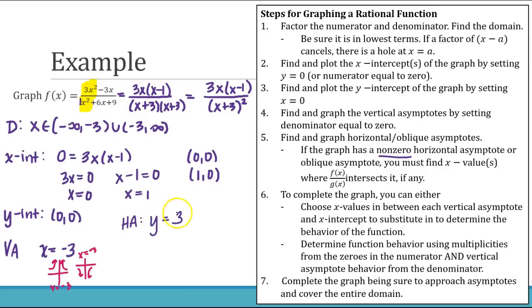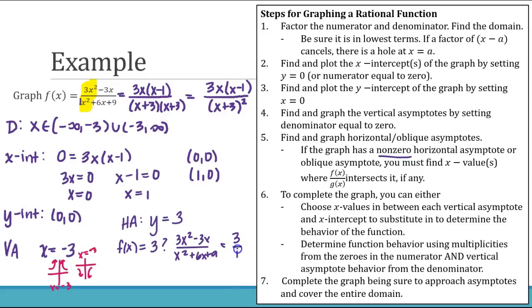So if I have to figure out where I potentially intersect it, what I have to do is set the original function. I have to figure out, does f of x ever equal 3? That's what I want to know. Does the function ever equal 3? So I'm essentially setting the original function, that 3x squared minus 3x over that x squared plus 6x plus 9, I'm going to set that equal to 3 and try to solve for solutions.